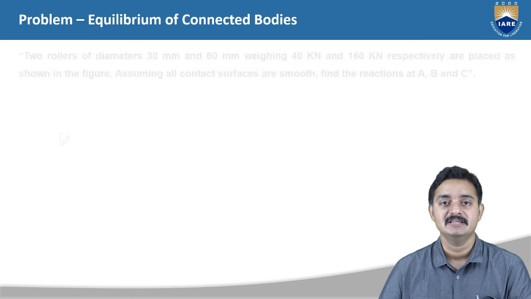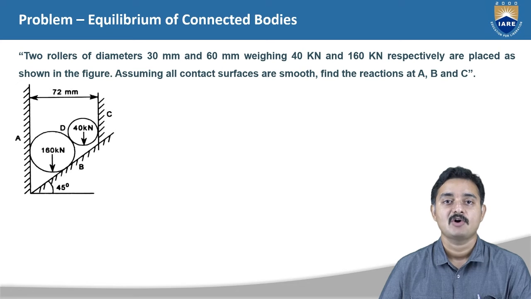The problem given is, two rollers of diameters 30 mm and 60 mm weighing 40 newtons and 160 newtons respectively are placed as shown in figure. Assuming all contact surfaces are smooth, find the reactions at A, B, and C.